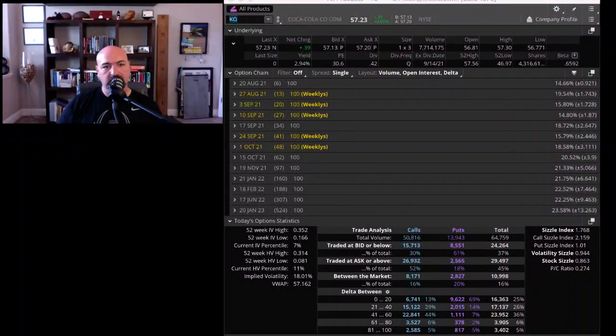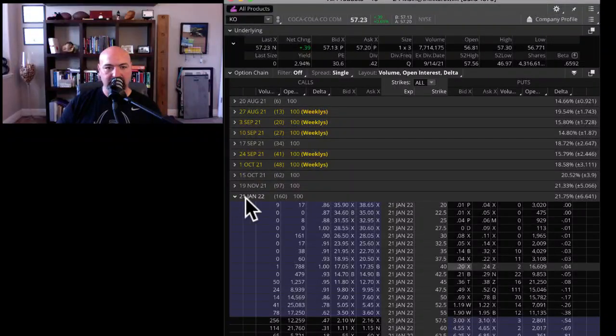Okay, so we're going to start with KO. That's Coca-Cola. And we can see down here that the IV on this stock right now is somewhere around 18%. So the market doesn't really think that it's going to move too much. And if we look at the open interest, the call volume, we can kind of see that: there's 50,000 calls versus 13,000 puts. Not a ton of contracts here. It's currently trading at $57. So let's go to the $60 strike in, let's say, January for this example.